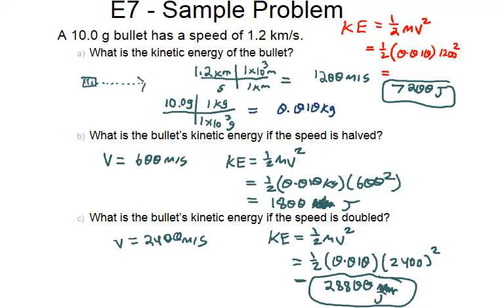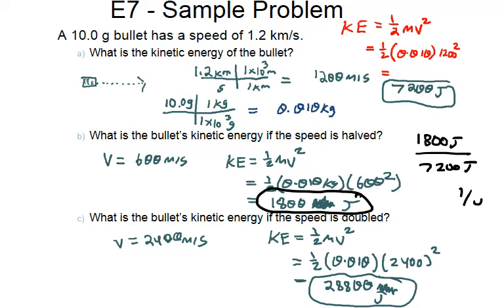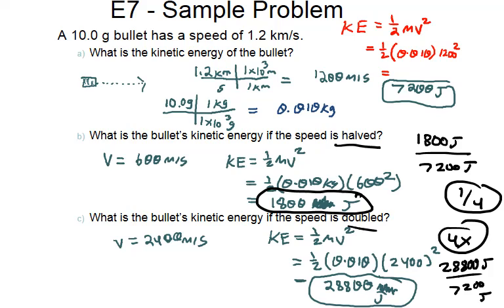And so if we compare how much less the 1,800 is compared to 7,200, we take these two and we end up getting a fourth. It's 1/4 as much when the speed is halved. And then if we look at when the speed is doubled, 28,800 divided by 7,200 joules, it's 4 times as much. That's because the speed is squared, and so the speed has a major impact on the amount of kinetic energy that you have on an object.